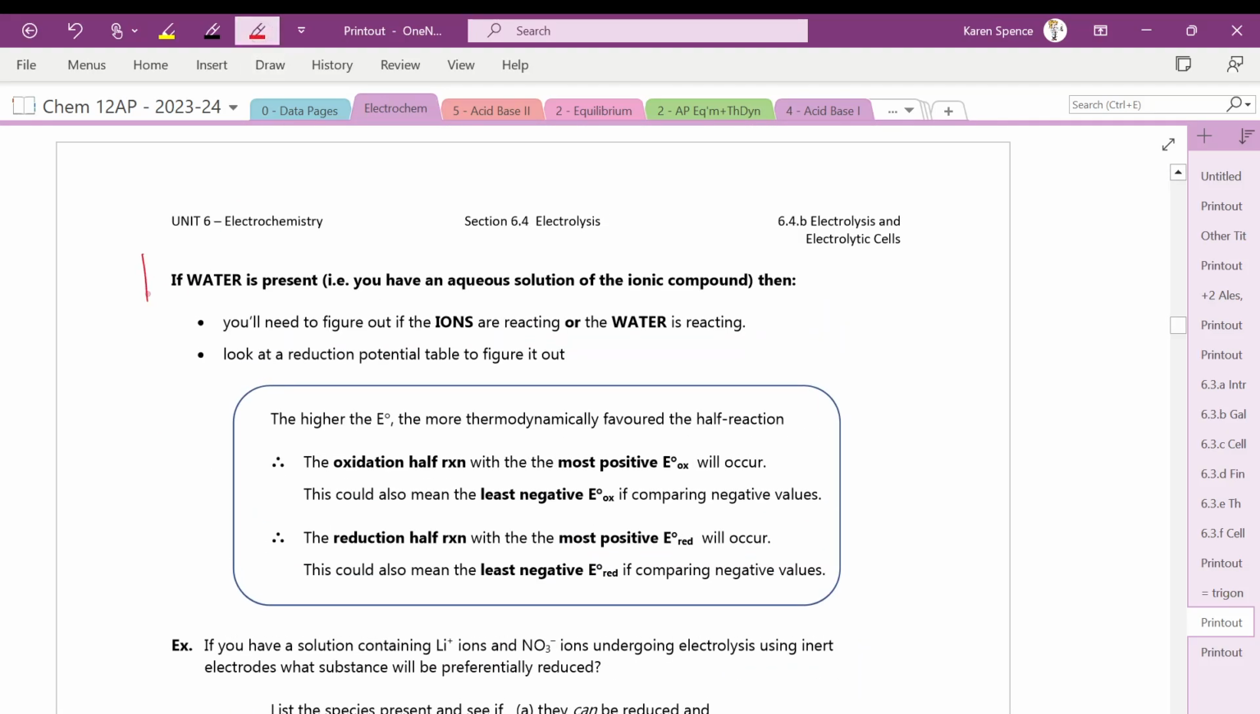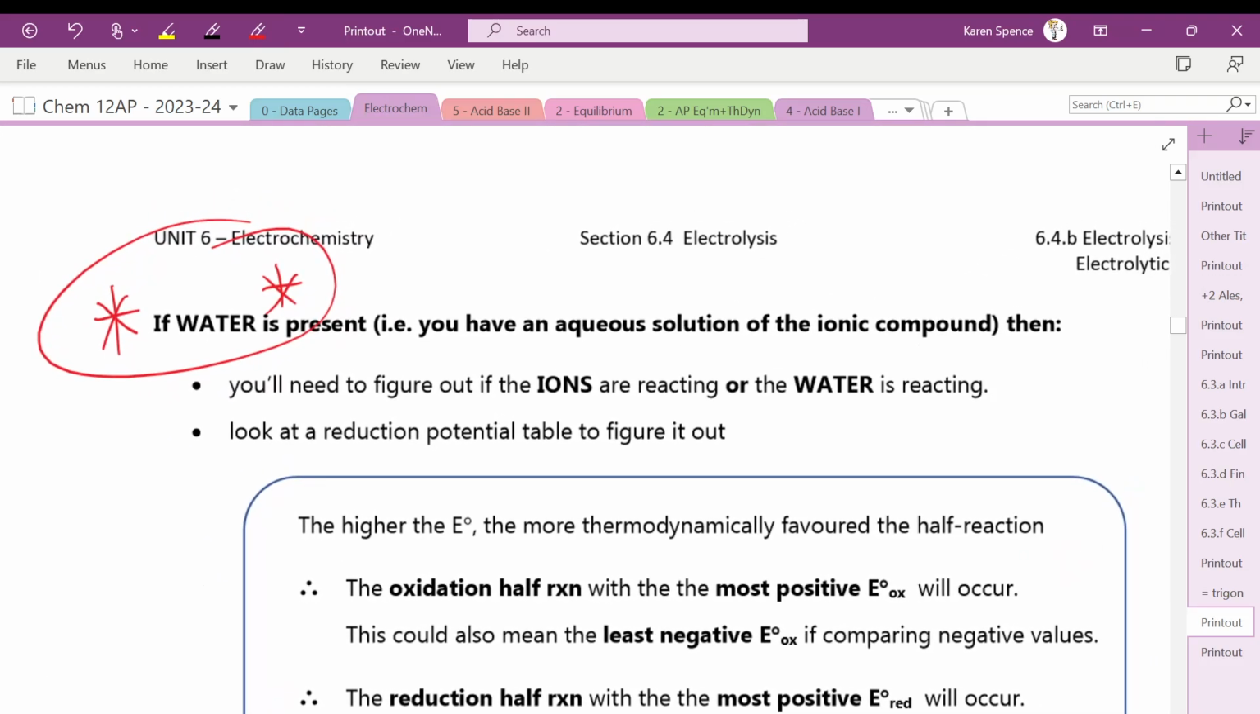Now we get into the tricky stuff here. If water is present, in other words, if you have an aqueous solution of the ionic compound, the problem is that the ions can react and water can react. Water is on your reduction potential chart. Water can get oxidized, water can get reduced. And so we basically need to look at the reduction potential table to figure out which one is the preferred reaction. Okay?